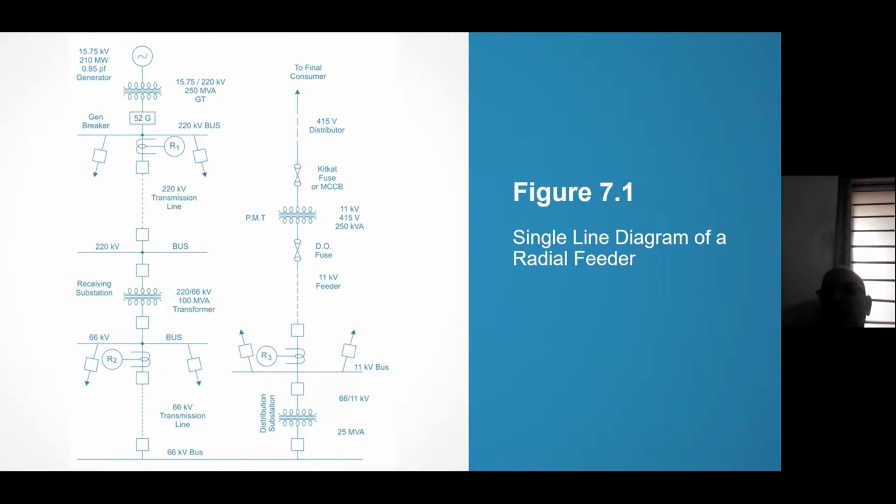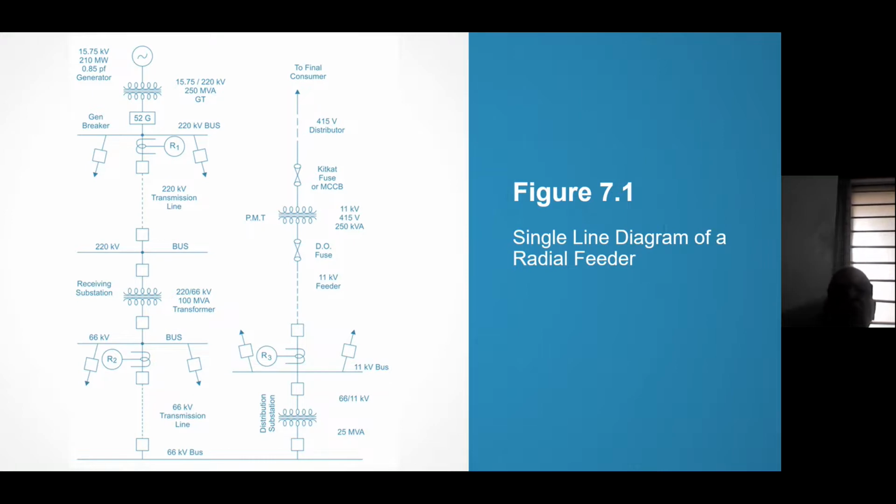Our subject is based on faults. That means faults are bound to occur. You cannot avoid faults. You can take a remedy when a fault occurs, but you cannot avoid faults. So in the 415-volt distributor also a fault can occur.